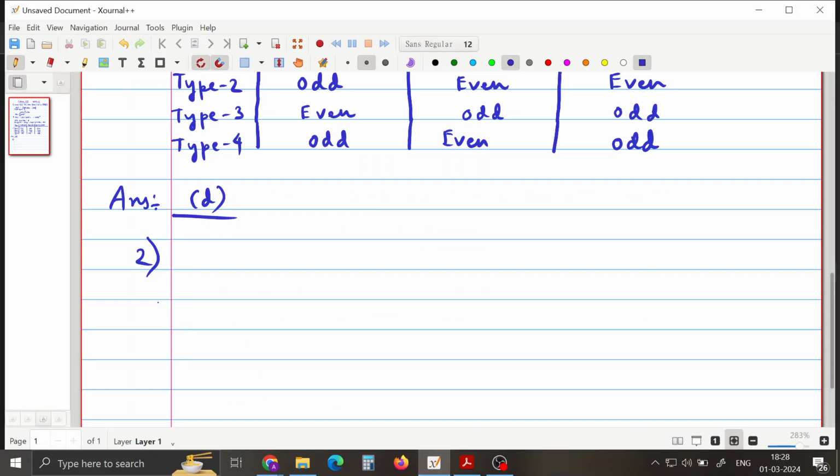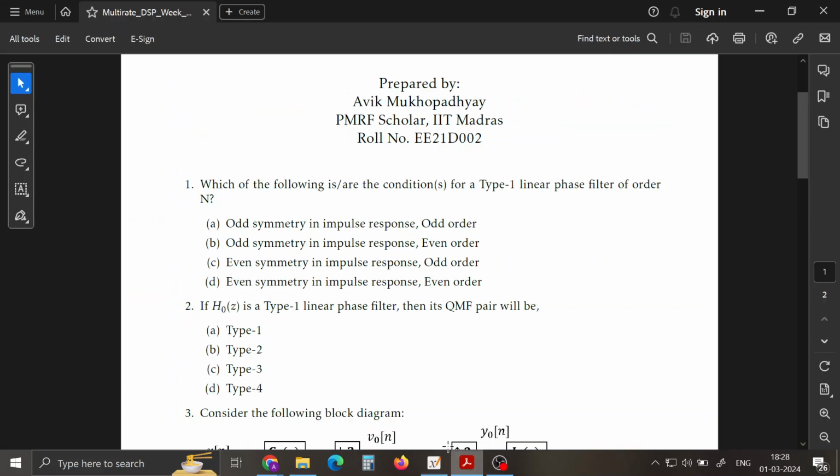Now the observation here is that you are given that H0(z) is type 1, and we just saw in the first question that type 1 implies the impulse response should be even symmetric and the order should also be even. Its corresponding QMF pair would be H0(-z). We have seen this in the lectures because it's just a shifted version of that, right?